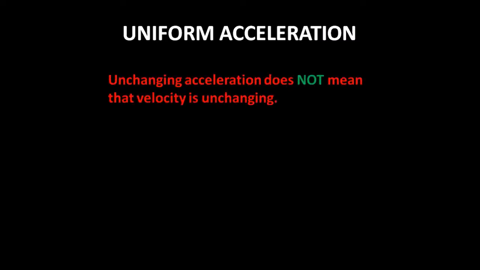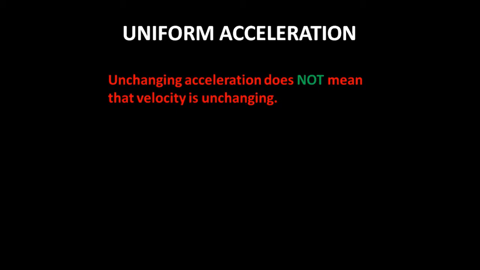Hi folks, it's time to talk about acceleration, but this time it's going to be a little more specific. We're going to be talking about uniform acceleration. Uniform acceleration can also be called constant acceleration. And what it means is that the acceleration is not changing, but that does not mean that the velocity is unchanging. In fact, generally, unless the acceleration happens to be zero, the velocity is most certainly changing.